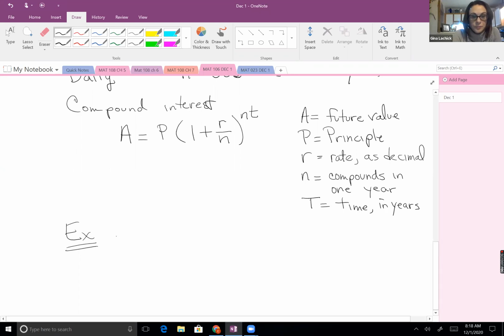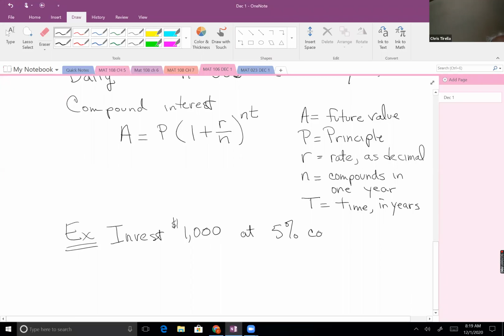Okay, so let's say that, like those last examples we looked at last class, we want to invest $1,000 at 5% interest. Let's say this time we're going to compound monthly. Last class, we were looking at 3 years.